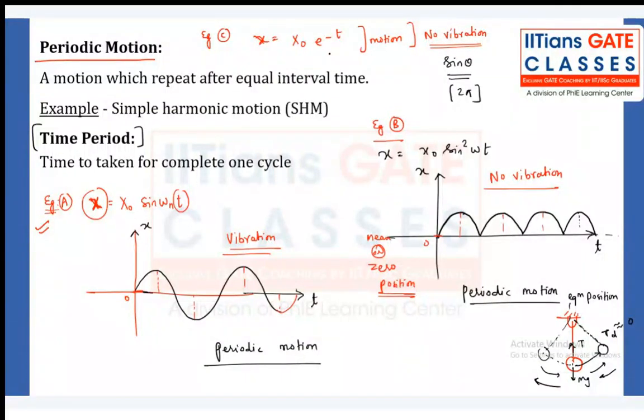Then one more term, time period. What is the meaning of time period, guys? This is the first term; second is time period. The time taken for our system to complete one particular cycle is called the time period. Yes or no, guys?